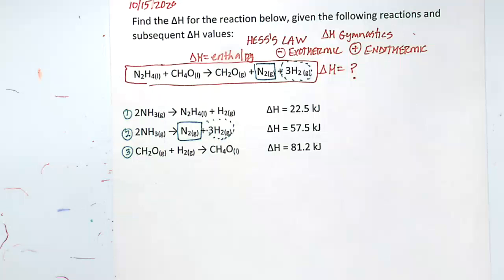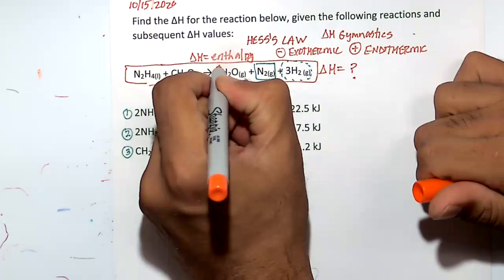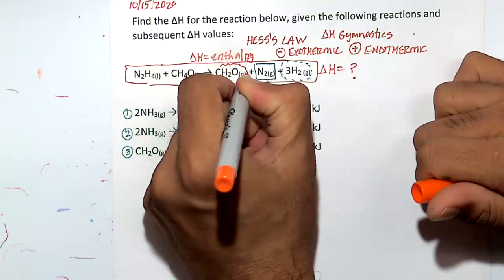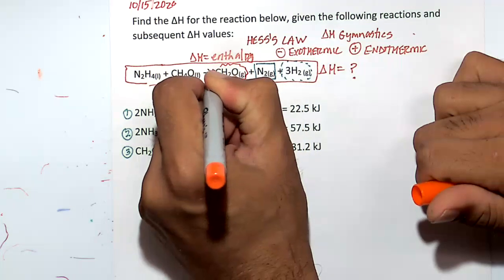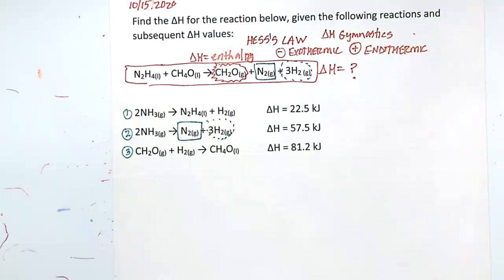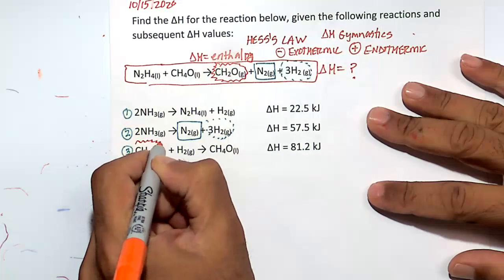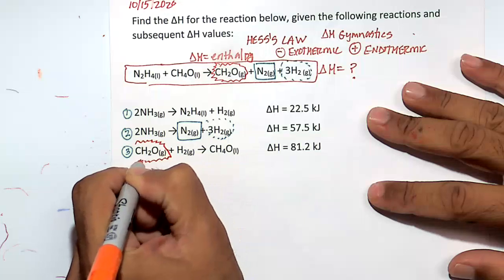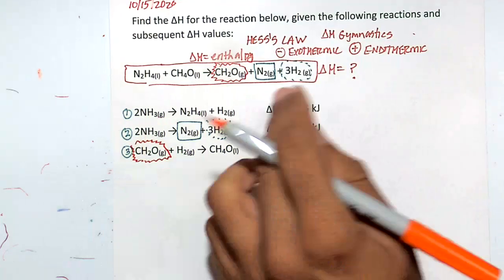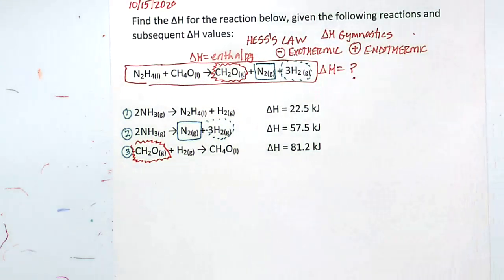How about orange here? Orange, I have the CH2O. I have it on the product side. Here I have it on the reactant side. Not good. Because here my target, it's on the product side, and the reaction they gave me, it's on the reactant side.